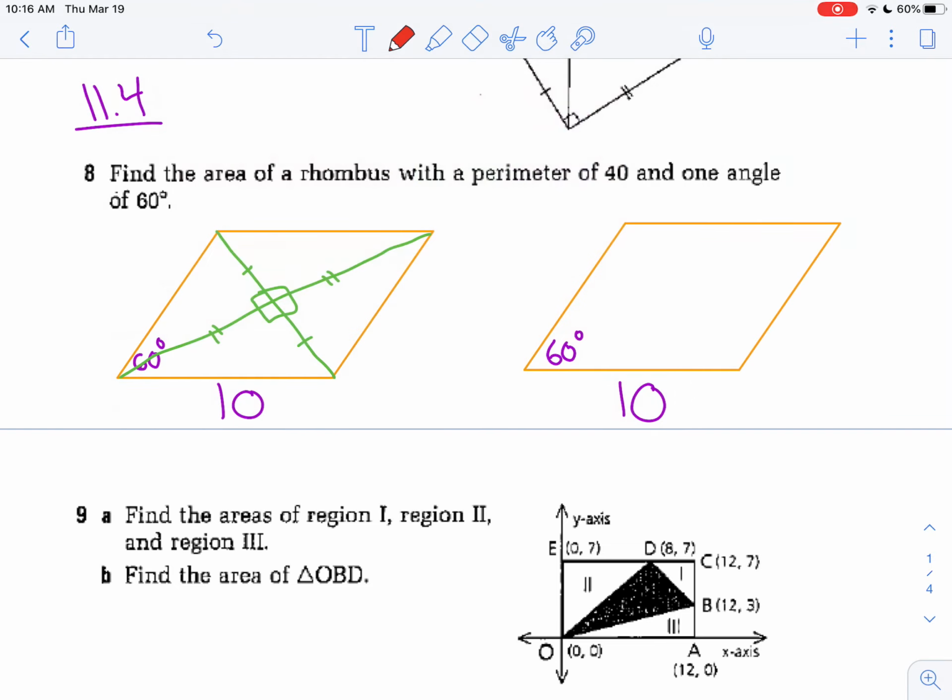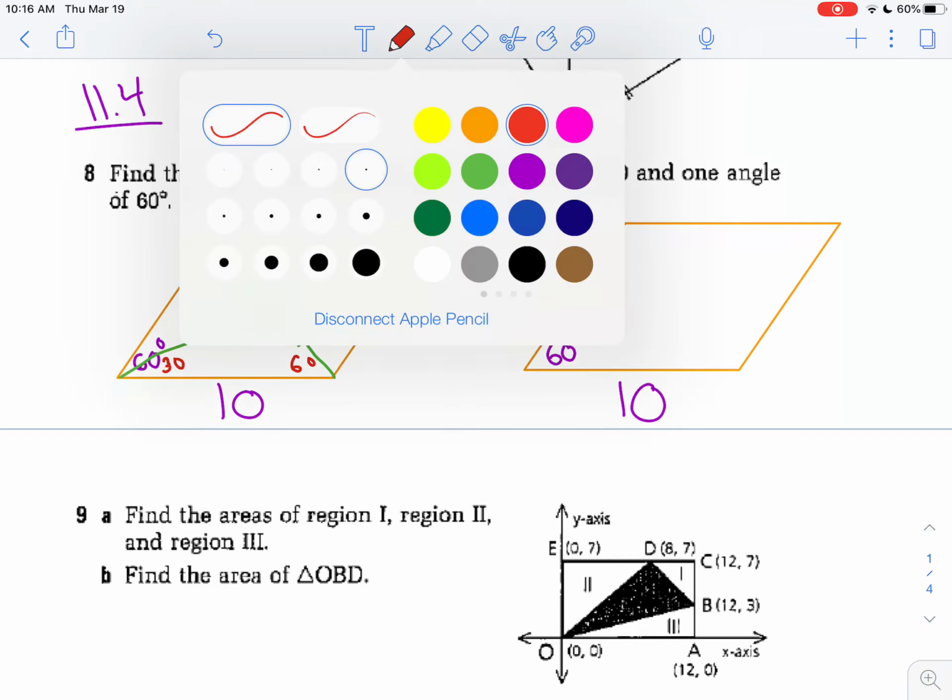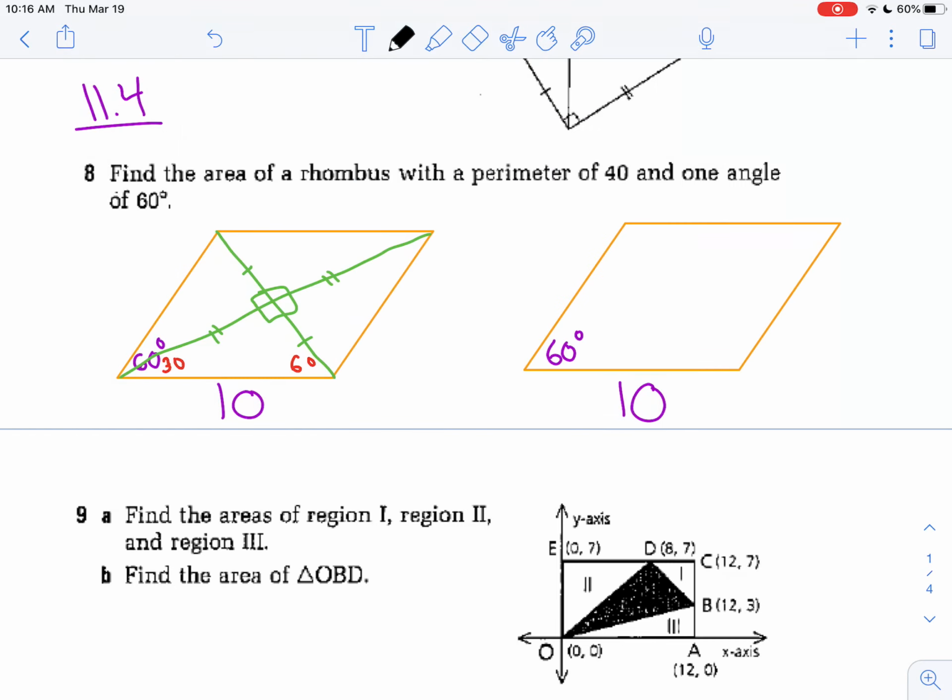And now that 60 degrees just got bisected, and so there's one of your favorite triangles of all time, the 30, 60, 90. So let's take a look. The hypotenuse is 10. Side across from 30 is half of the hypotenuse. And then the side across from 60 is the short leg times root 3.